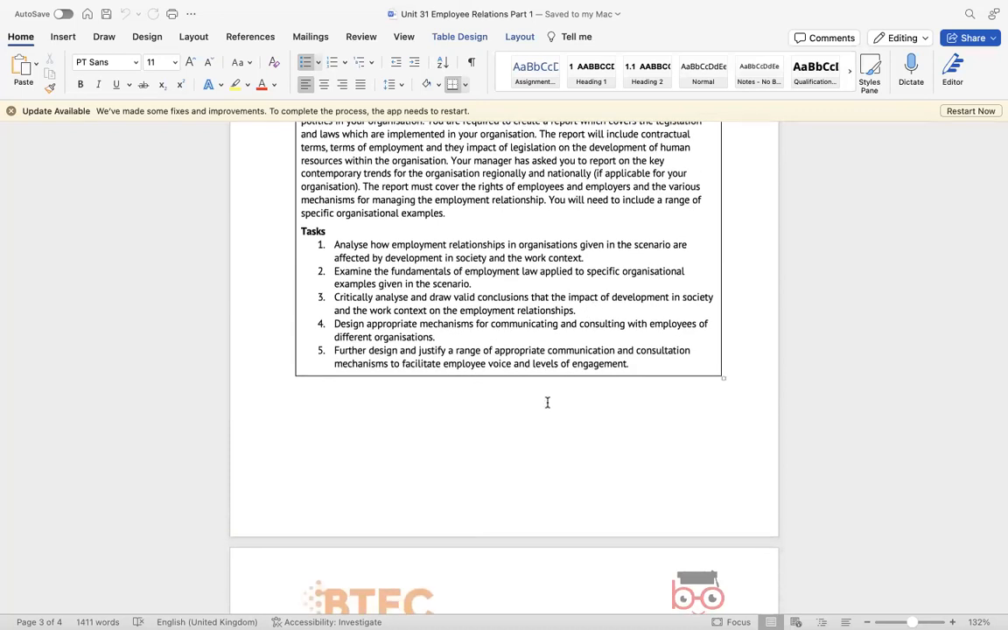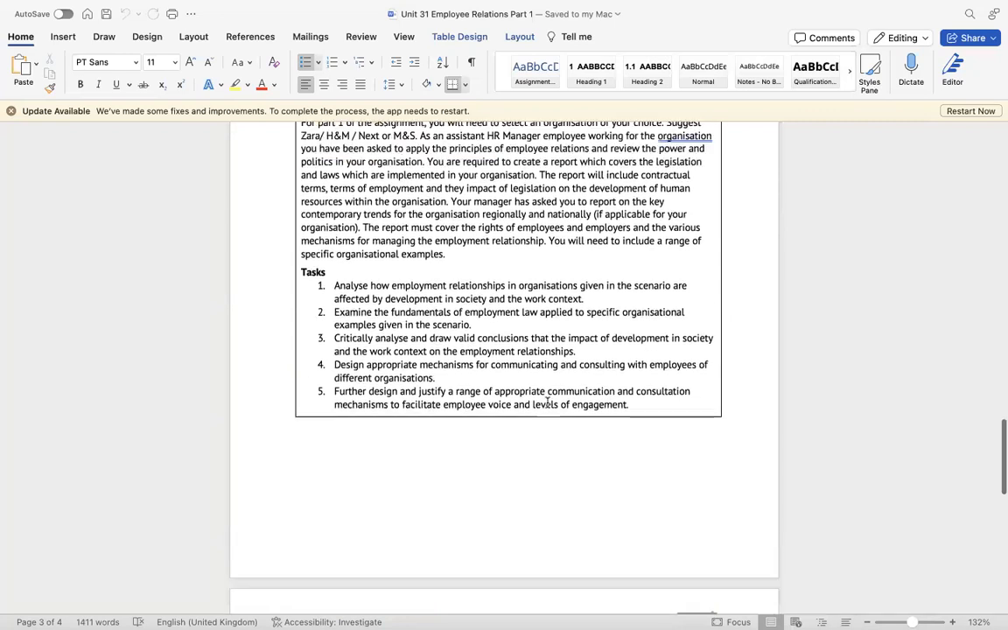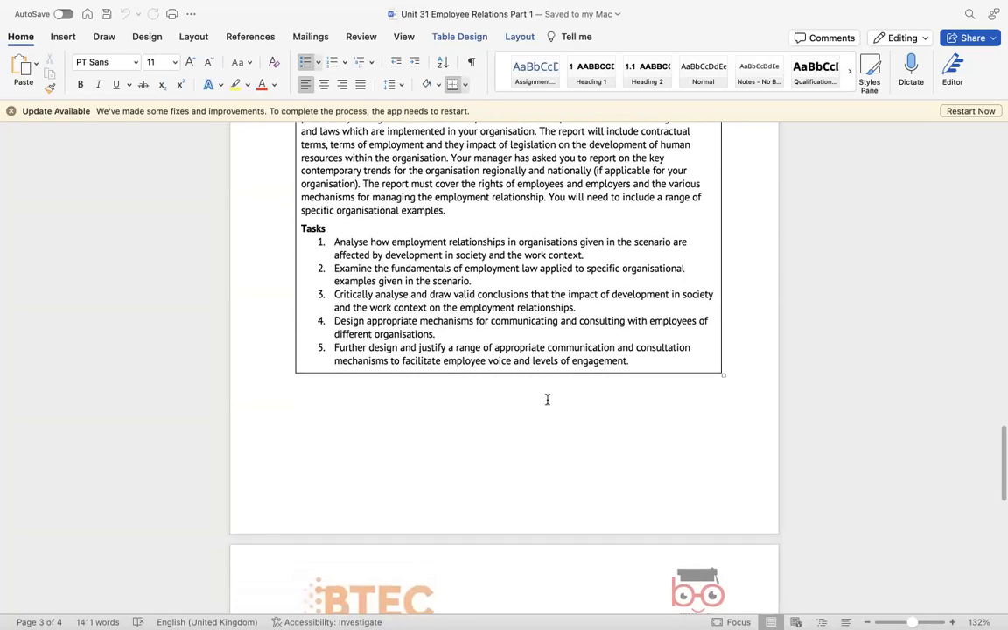For task 4, you have to design appropriate mechanisms for communicating and consulting with employees of different organizations. So, for example, if we are working in an MNC, all right? You have chosen your organization as an MNC. What you essentially have to do is show how an MNC can approach a small business to have business with them.